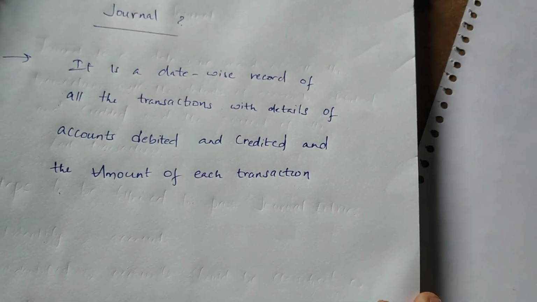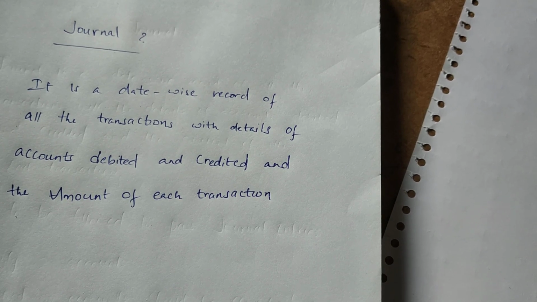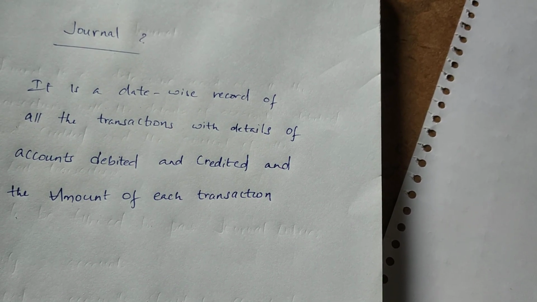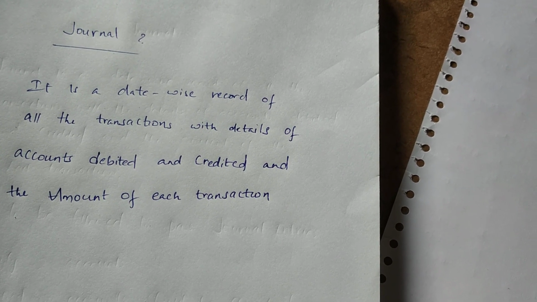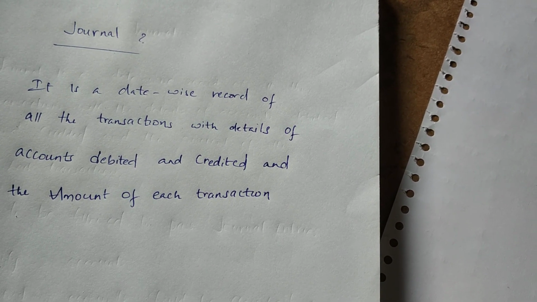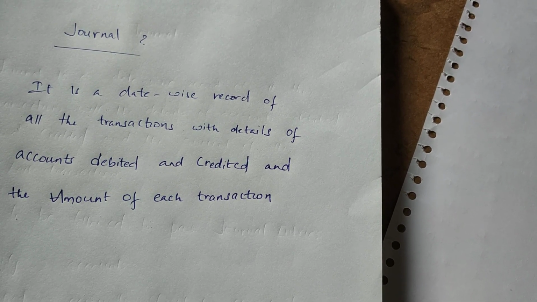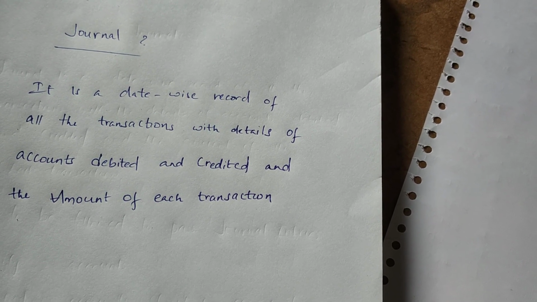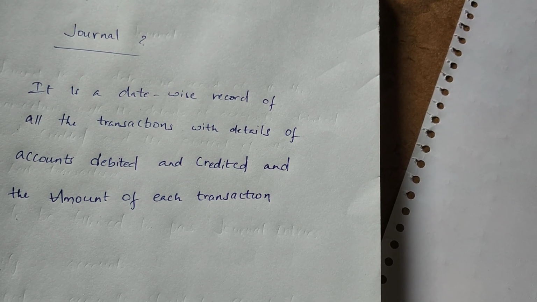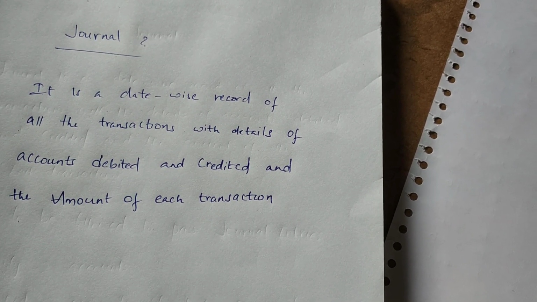What does it mean? Journal is nothing but a date-wise record of all the transactions with the details of accounts debited and credited and the amount of each transaction. It is a complete, detailed record. So I hope you all understood the basic definition of the journal, the meaning of the journal.